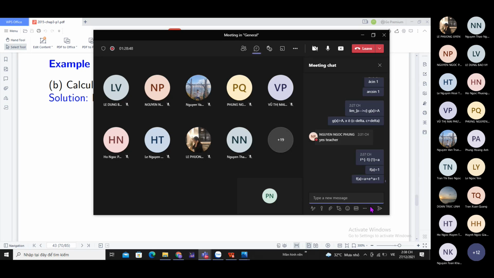So what is the number A? We want to find a number A so that A plus e to the A equals 1. What is the number A?